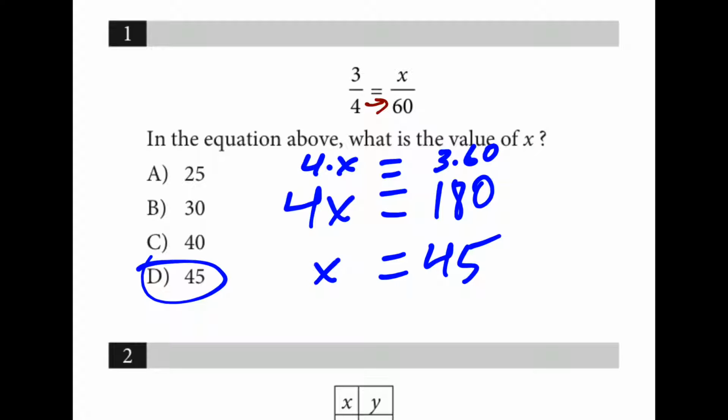Another idea is to try to figure out how did I get from 4 to 60? Well, I had to multiply by 15. And if I apply that same idea to 3, I get right to my answer, 45.